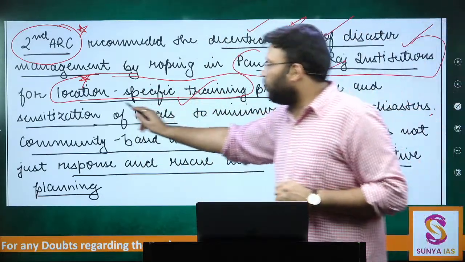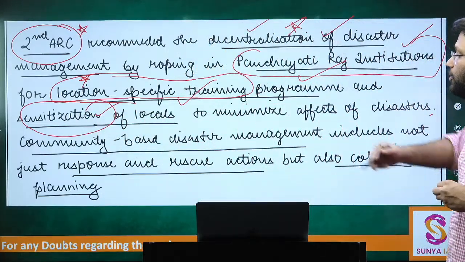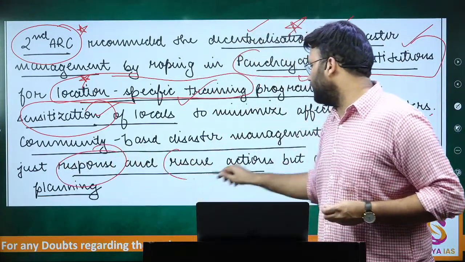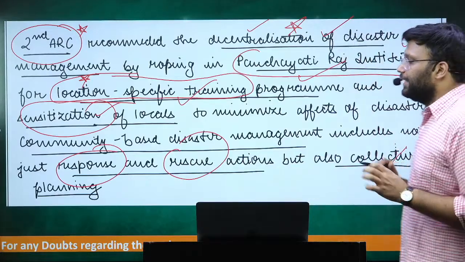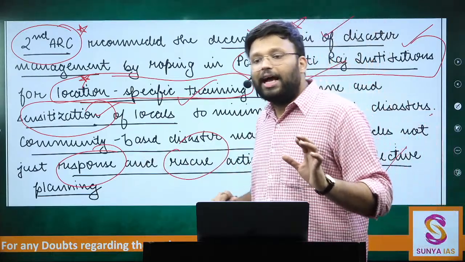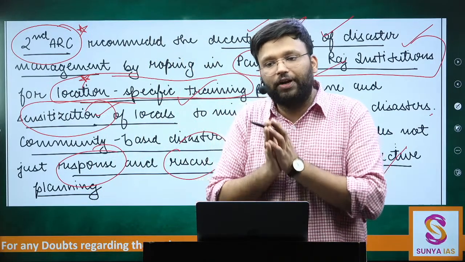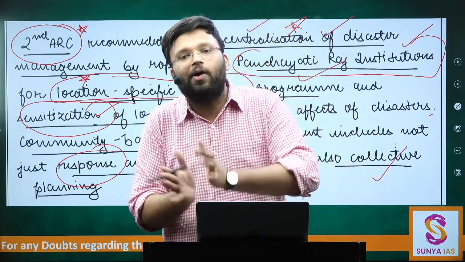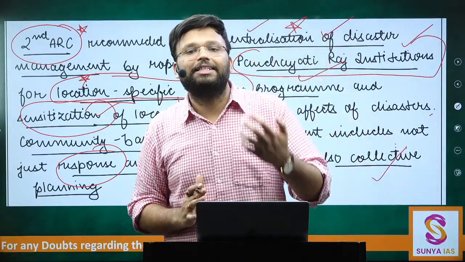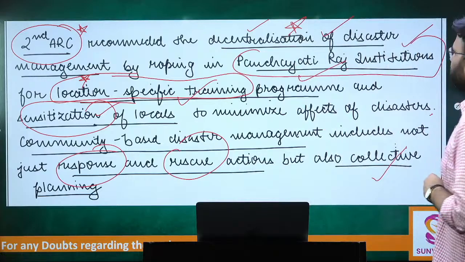And sensitization of locals. So how awareness has to be brought in to minimize the effect. Community based disaster management includes not just response and rescue actions, but also collective planning. Now what does this last statement show about the candidate? That they are aware about the disaster management cycle, that there are different stages in disaster management, and how community participation, community engagement is a must at each level of that cycle, right? So this is a very good introduction.